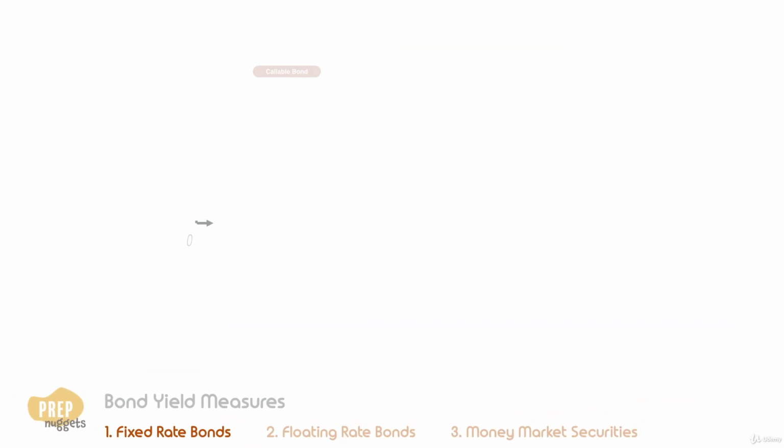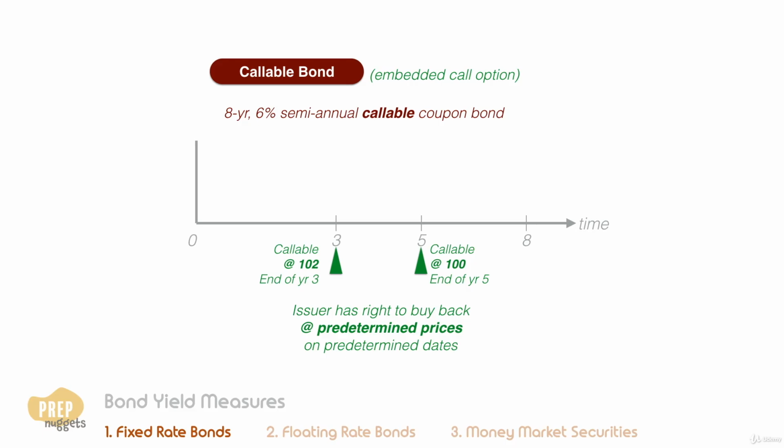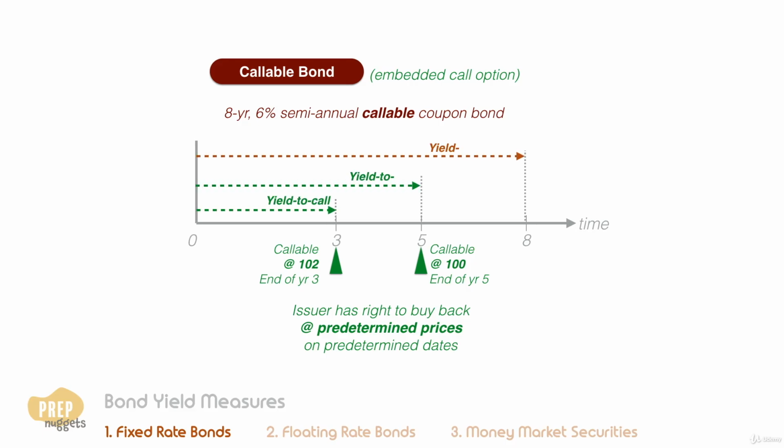If a fixed-rate bond contains an embedded option, other yield measures are used. Recall that a callable bond contains an embedded call option that gives the issuer the right to buy the bond back from the investor at specified prices on predetermined dates. For a callable bond, an investor's yield will depend on whether and when the bond is called. The yield to call can be calculated for each possible call date and price. The lowest of yield to maturity and the various yields to call is termed the yield to worst.